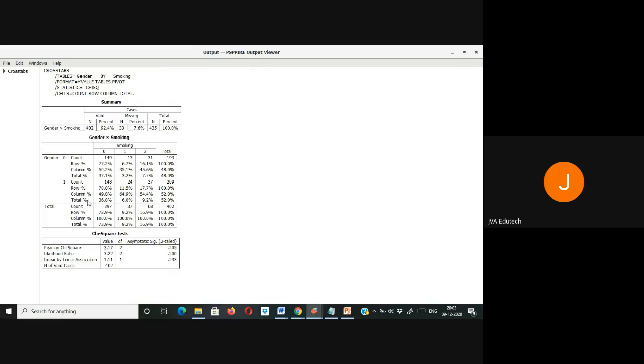One thing about this chi-square test is that the total number of rows and the total number of columns are equal. If you just add 193 and 209, you will get 402. Either you go column-wise, here also you will get the same value, and here also you will get the same values. So the total of rows is equal to the total of columns. That is the thumb rule in the chi-square test.